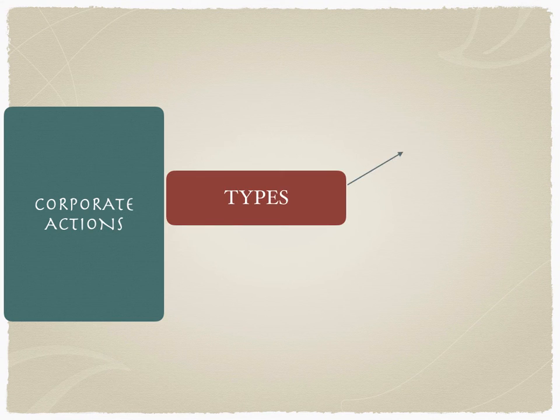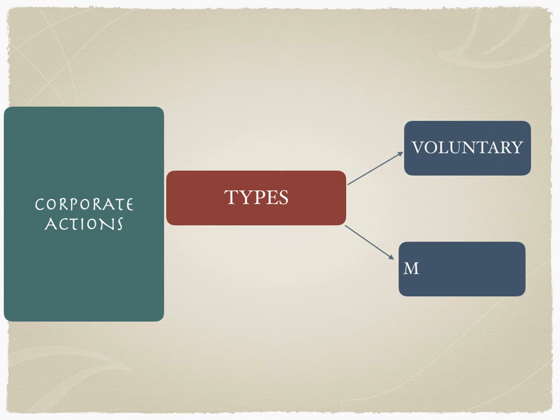The first thing is the types. The types are of two, voluntary and mandatory. I've already uploaded a video on the voluntary and mandatory corporate actions. In fact, I've made detailed videos on each of them, including interpretation of rights, etc. I'm sharing the link of each of these videos in the comment section below.